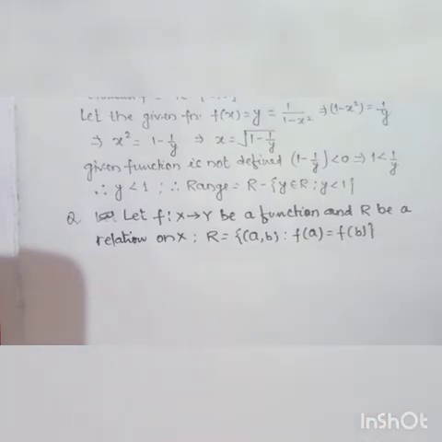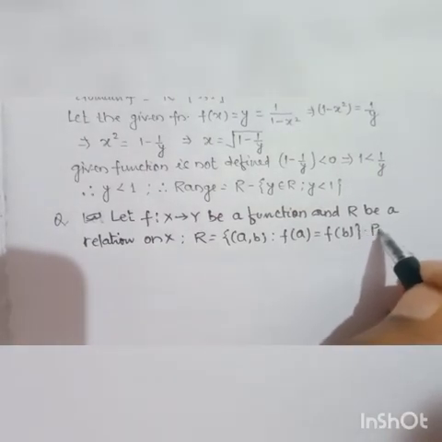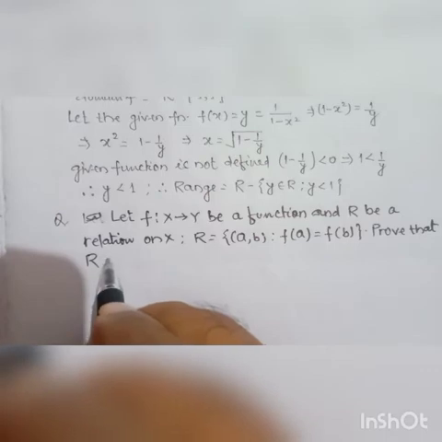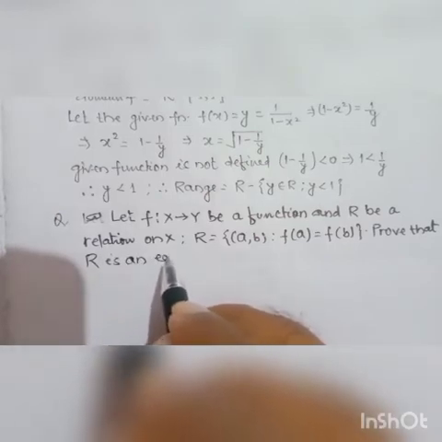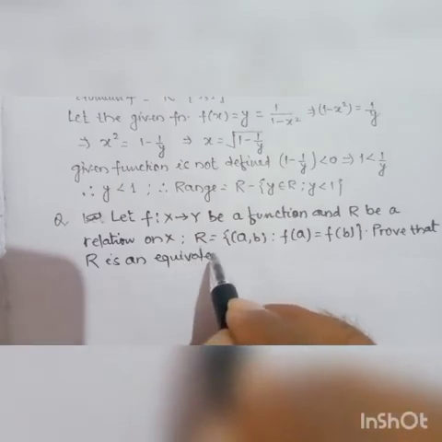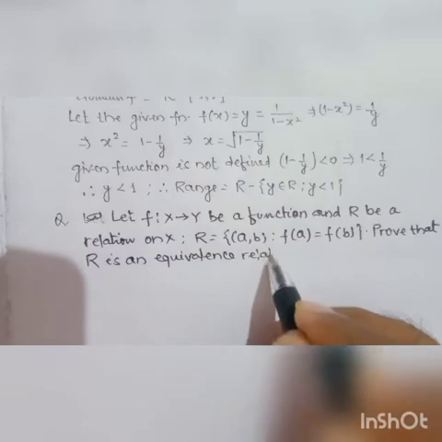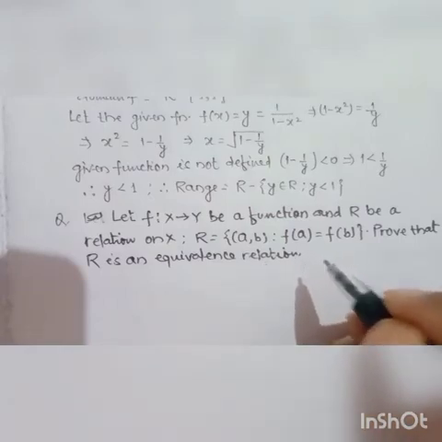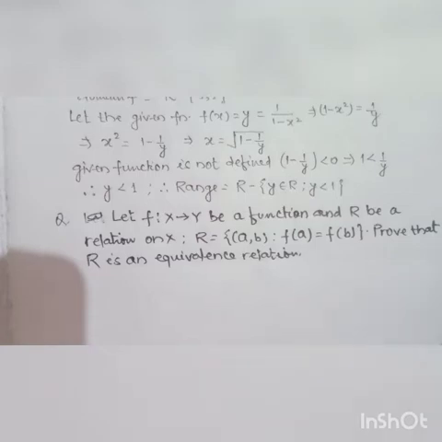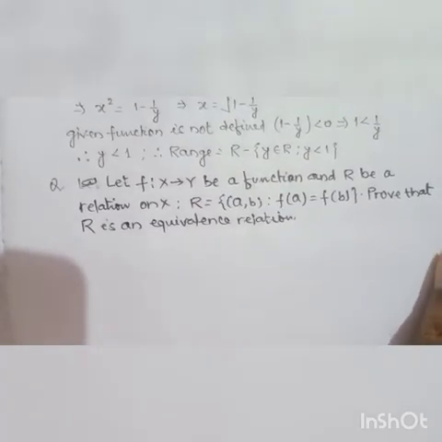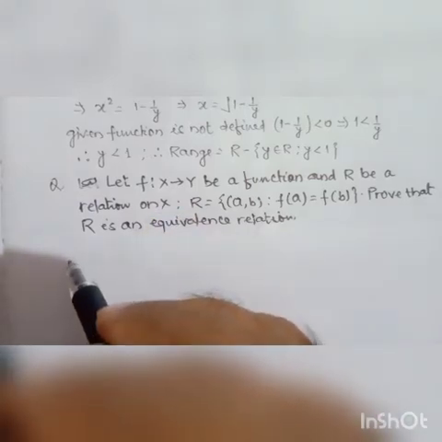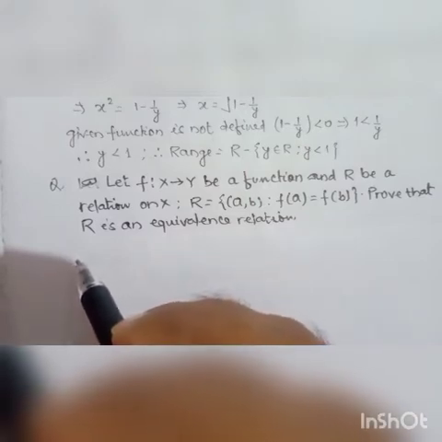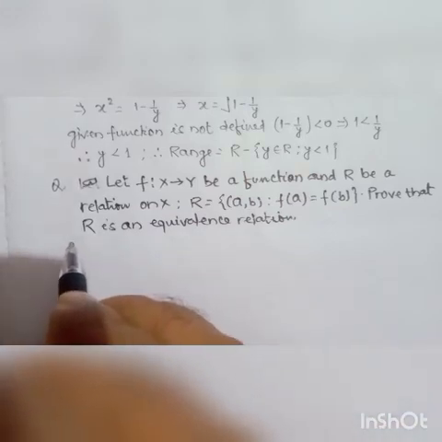Prove that R is an equivalence relation on X. So children, for an equivalence relation we have to prove reflexivity, symmetry and transitivity. First see reflexivity.